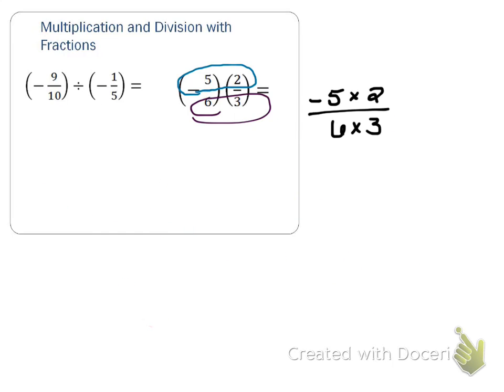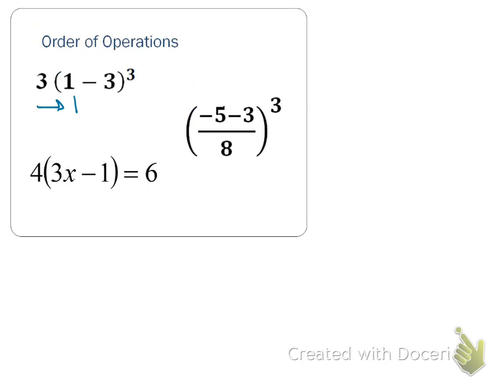Multiplication, you don't have to worry about flipping a fraction. Just multiply straight across the top, straight across the bottom. So we have negative 5 times 2 divided by 6 times 3, which gives us negative 10 over 18.